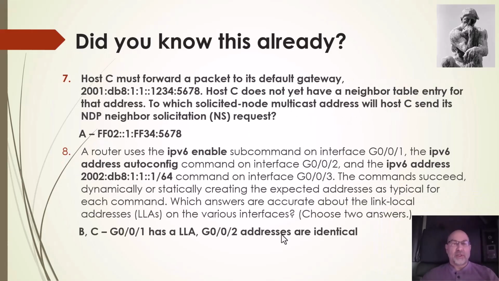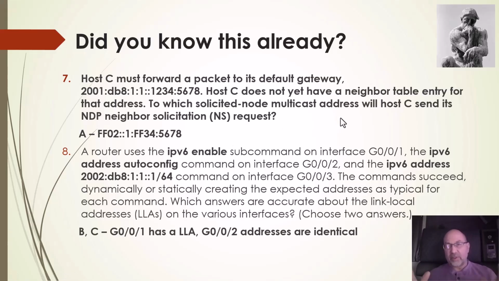Question number 7, Host C must forward a packet to its default gateway. And there's our default gateway address. Host C does not yet have a neighbor table entry for that address. To which solicited node multicast will Host C send its NDP neighbor solicitation? Well, we know now that the solicited node multicast will have FF, right? It'll have this pattern here, FF02::1:FF, followed by that node's unique identifier. Now, question 8 is a little tricky.